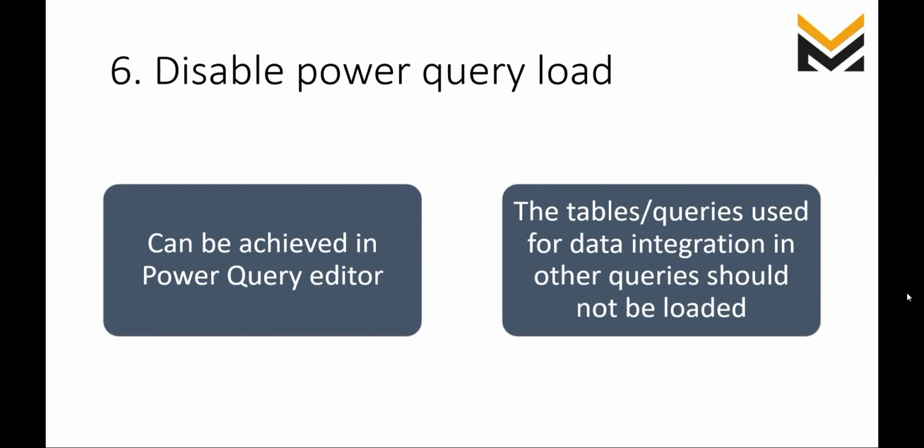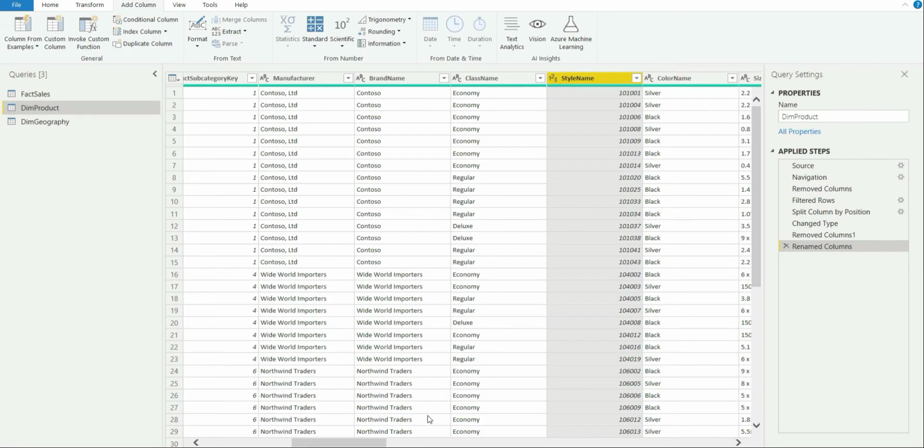Then the sixth technique is to disable Power Query load. Sometimes, when you are creating a combined data model, that combined data model is a combination of many queries in the Power Query Editor. So you can disable the load for those tables and queries which are used for data integration in other queries, so that they don't get added to your data model size.